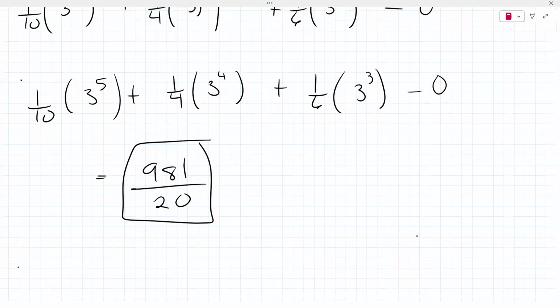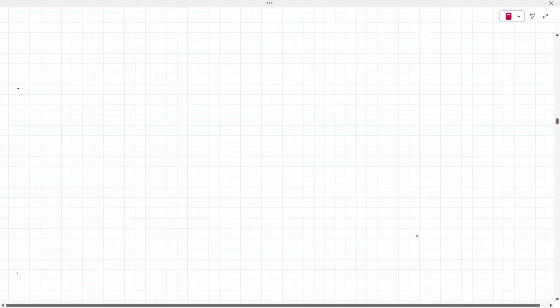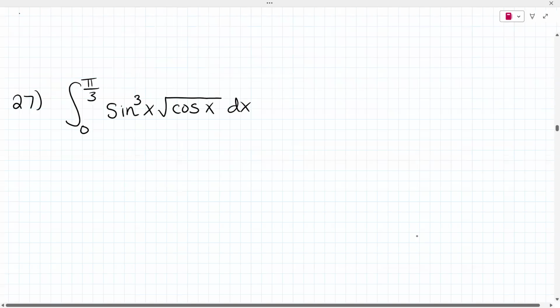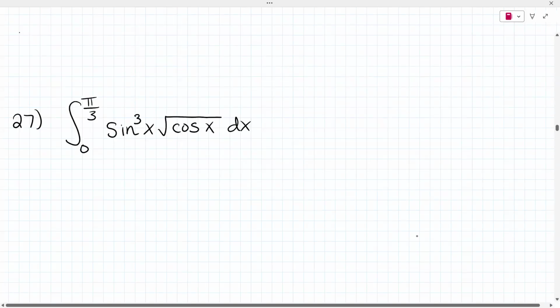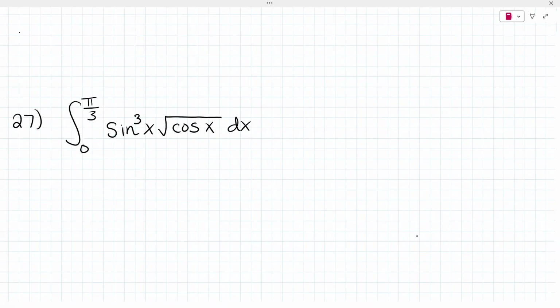Okay, let's move on to 27. So we have the integration from 0 to pi over 3 of sine cubed of x times the square root of cosine of x dx. So we have an odd power and a radical cosine of x. So I think we're going to do OCUC. That means our u is cosine.